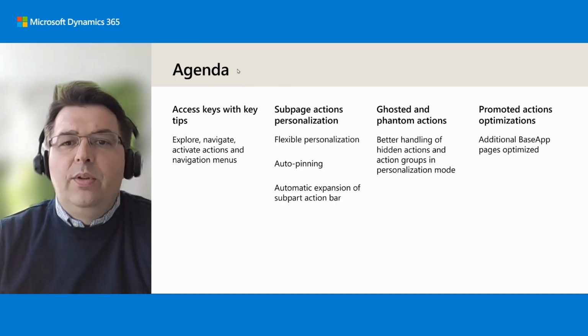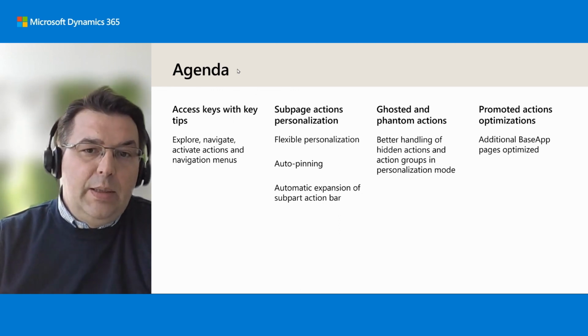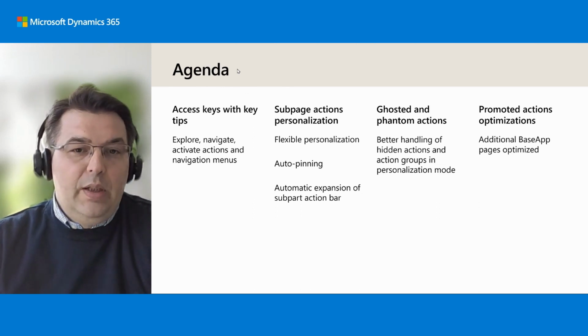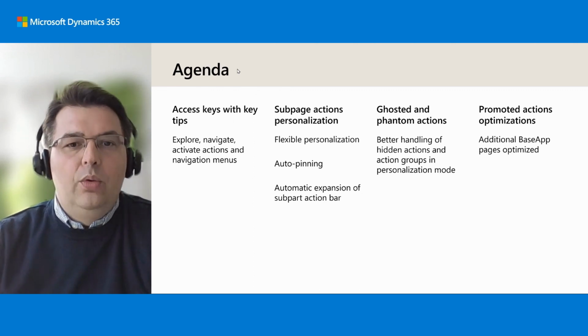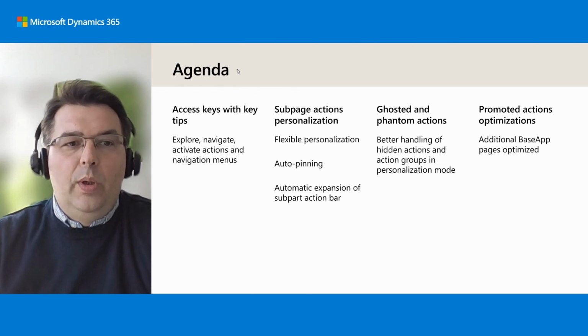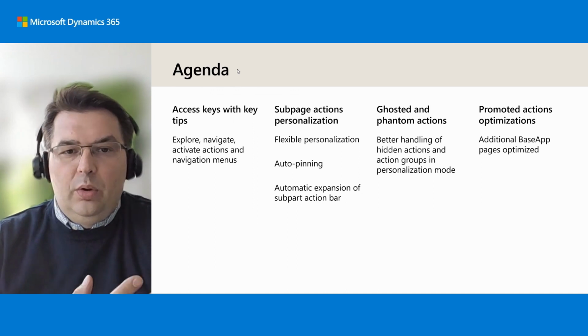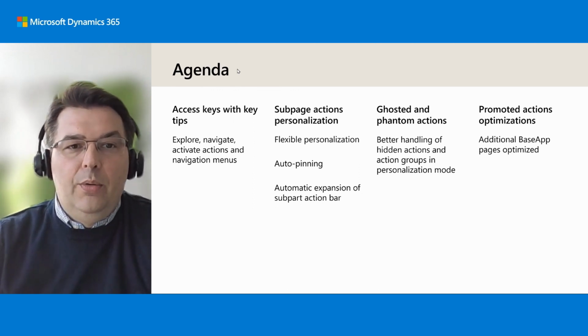In this release, we've continued investing in Action Bar to make sure we provide an even more productive experience for our users. In this session, Mike and I will take you through the following. Mike will start with access keys with key tips to show you how to use the keyboard more effectively with the action bar. Then I'll continue with the improvements we've made in sub-page action personalization. We'll talk a bit about ghosted and phantom actions, and then about promoted actions optimization. So let's start with the first topic, which is access keys. Mike, back to you in the studio.